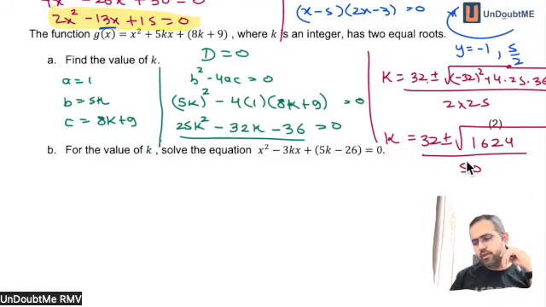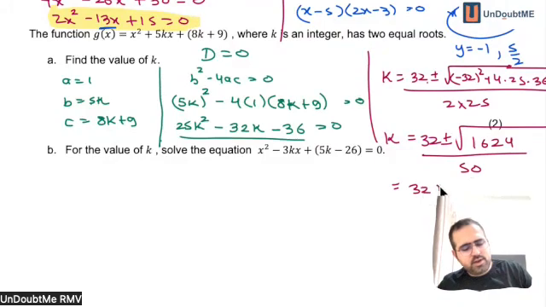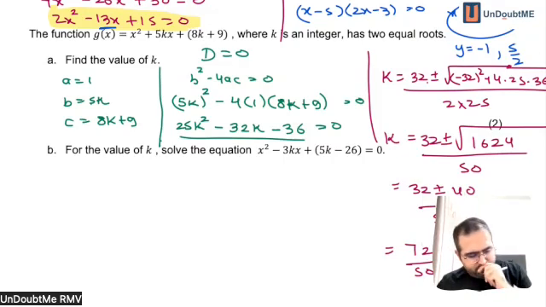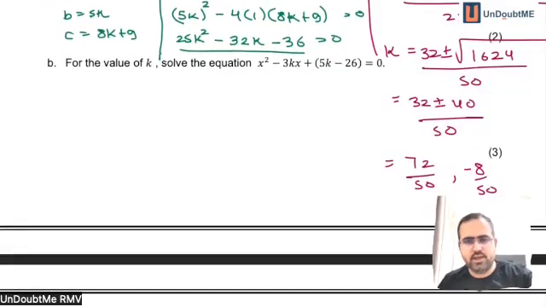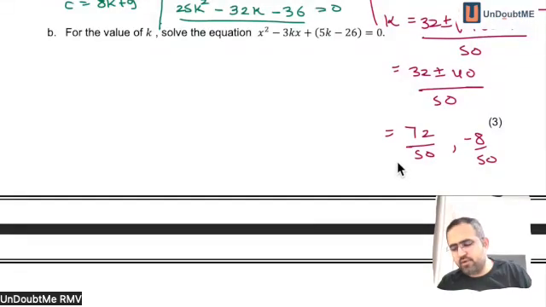Okay. Yeah, because 1624 is not a perfect square. So that is 40.3. So if we take an approximation over here, 32 plus minus 40 divided by 50, then 32 plus 40, it will be 72. 72 divided by 50. And the other one will be minus 8 over 50. Okay, if calculator is giving you 1.8, so 1.8 will be approximated as 2.